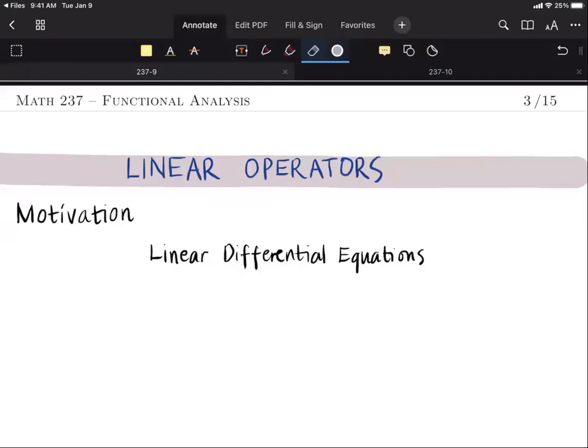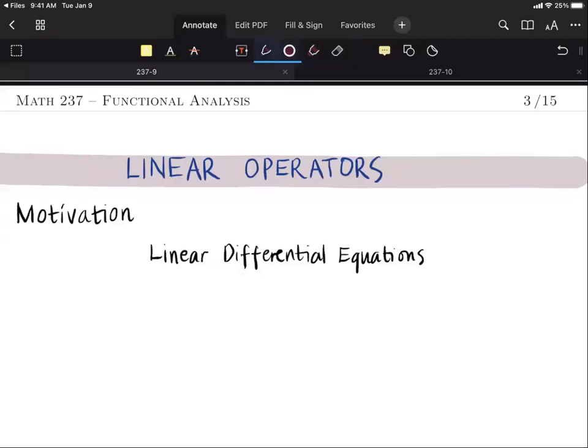Hello, and welcome again to another series of lectures on functional analysis. So we start with a new chapter on linear operators. As a motivation, let us consider some examples of linear differential equations that were stated at the beginning of the course.